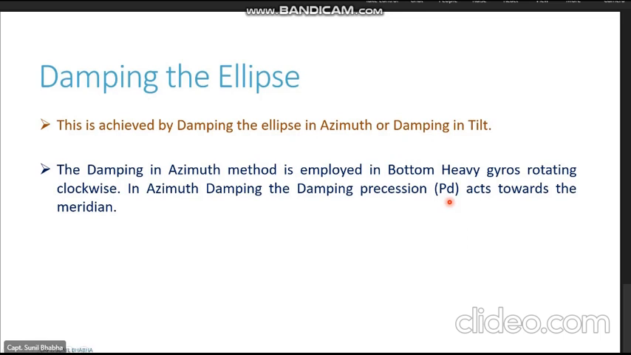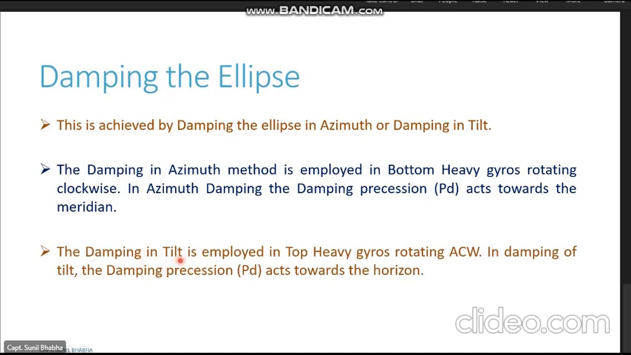When you use damping in azimuth method in bottom heavy gyros, which are rotating clockwise when viewed from the south end, the damping precession always acts towards the meridian, which basically means that whenever the spin axis goes east or west of the meridian, this damping precession tries to bring the spin axis back into the meridian. So in this case, the damping precession will be either in the easterly direction or the westerly direction.